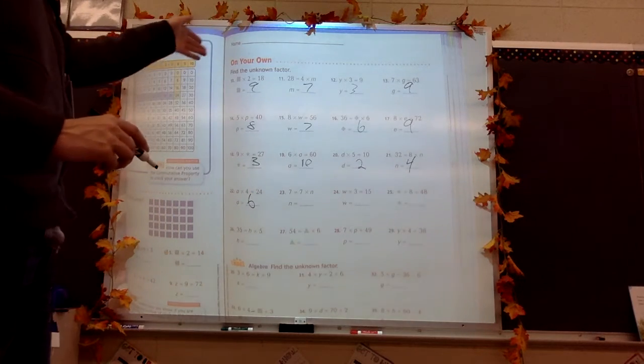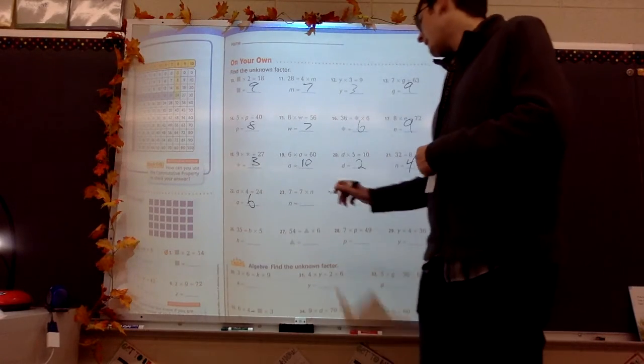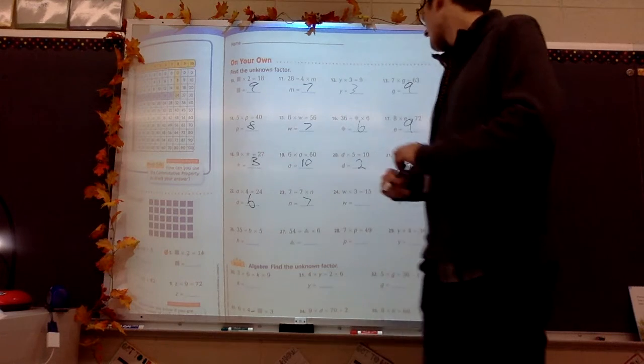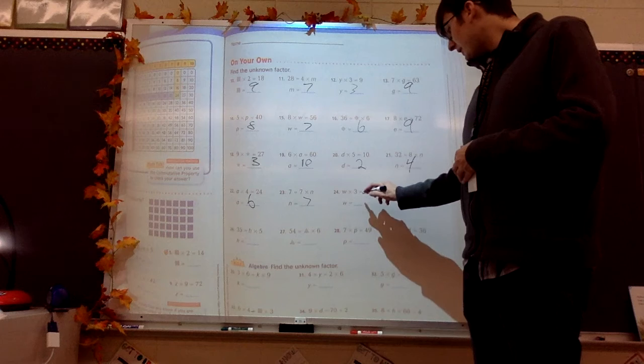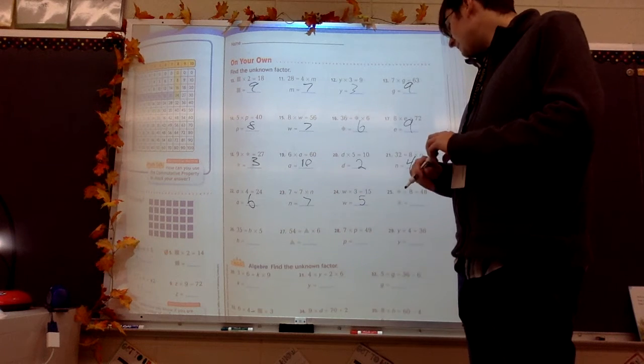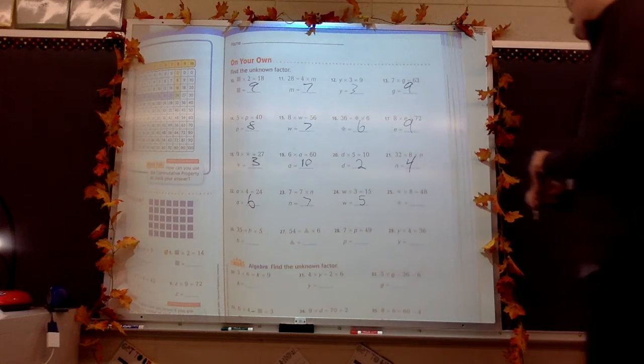7 equals 7 times n. This should be easy because if you skip count, you get to 7 right away when you hold up one finger. W times 3 equals 15, my bad. 5 times 3 equals 15.